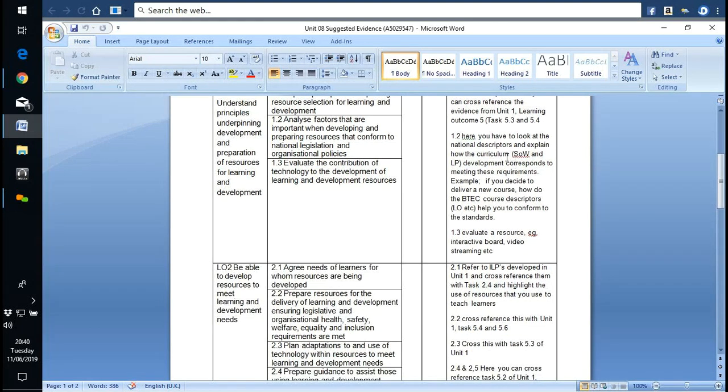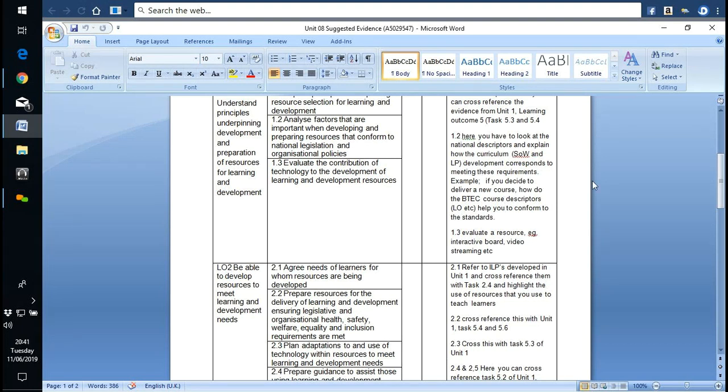1.2, here you have to look at the national descriptors and explain how the curriculum schemes will work and development corresponds to meeting these requirements. For example, if you decide to deliver a new course, which you were talking about doing, how do you use the BTEC course descriptors, learning objectives, etc., to help you conform to the standards? Okay. How do we put that together?